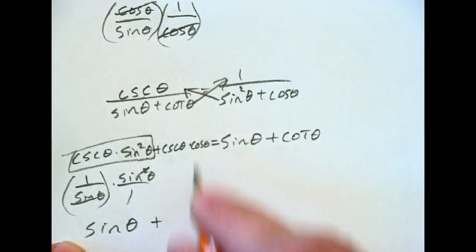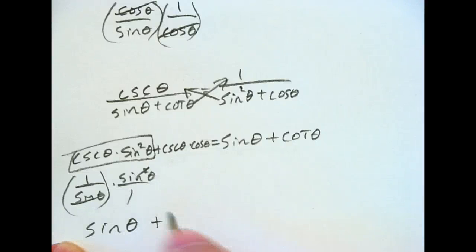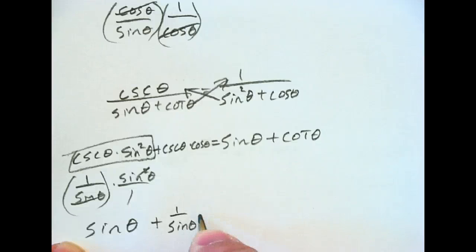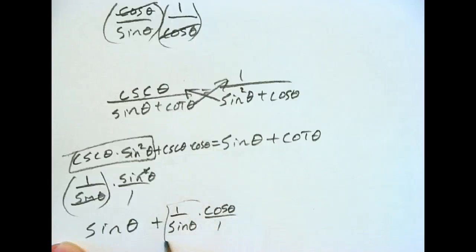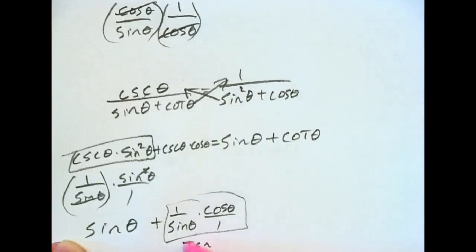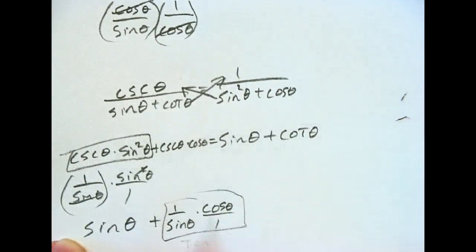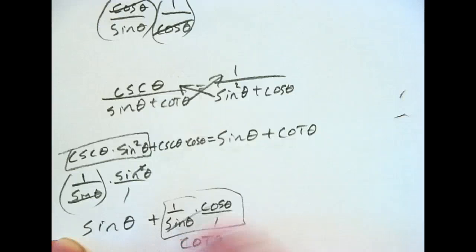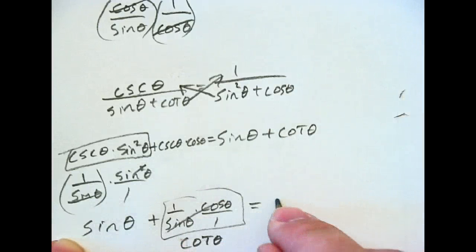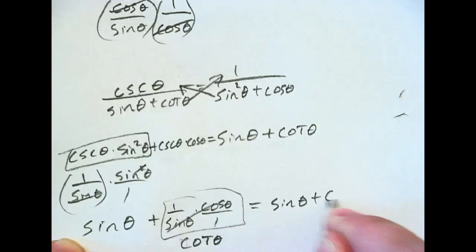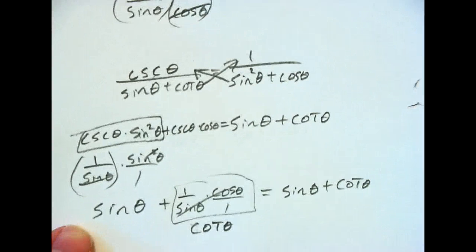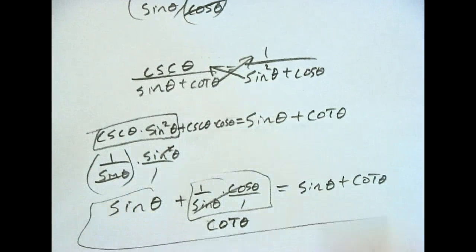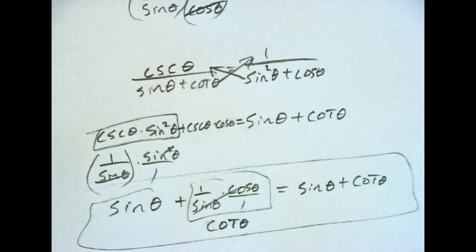This right here is 1 over sine theta times cos theta, which becomes cotangent theta, which is nice since that's what the other side of the equation says. So there we got it. Probably should rewrite the answer. There you go.